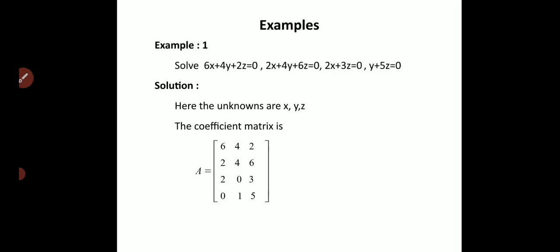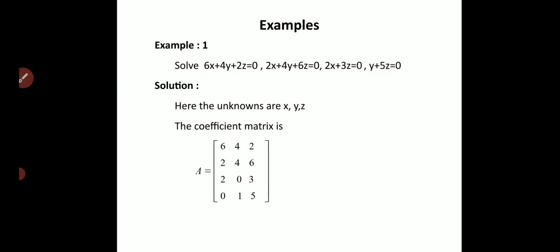Solve 6x plus 4y plus 2z equals 0, 2x plus 4y plus 6z equals 0, 2x plus 3z equals 0, y plus 5z equals 0. Here the unknowns are x, y and z. There are only 3 unknowns in this.